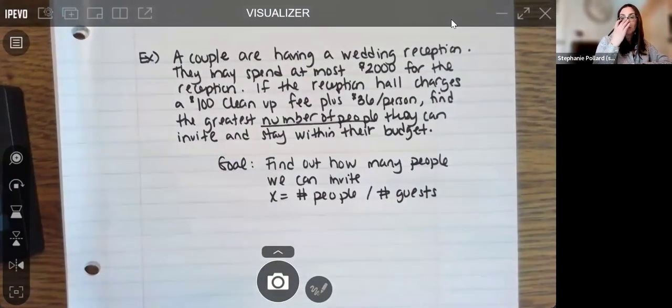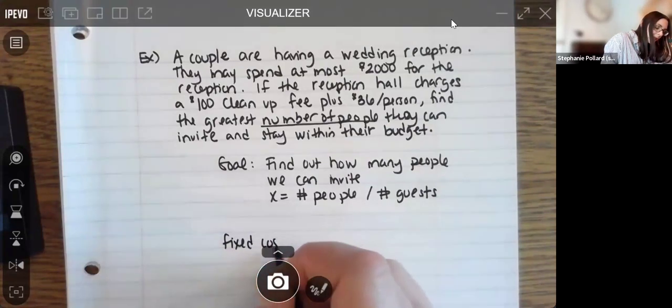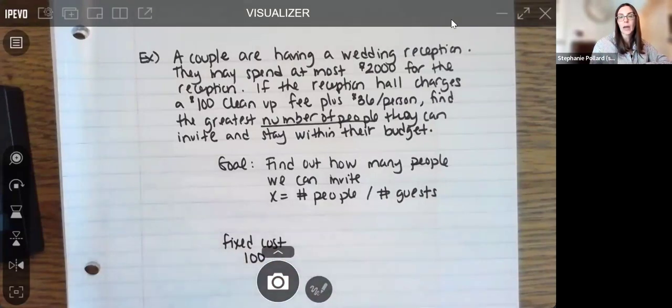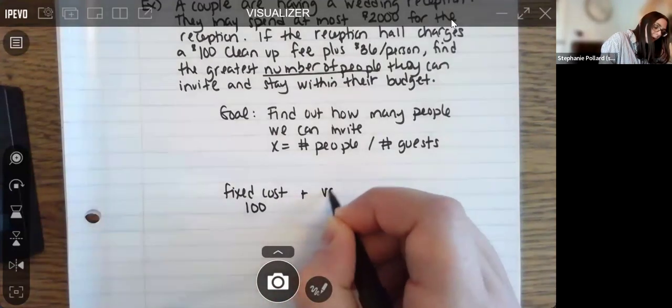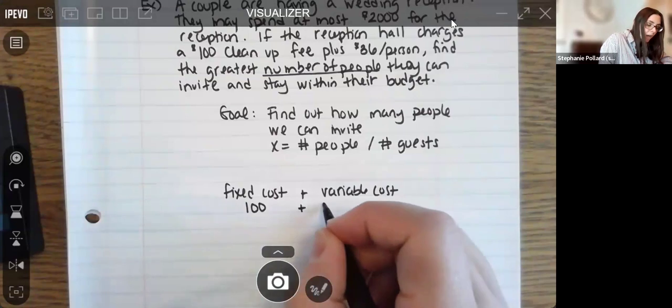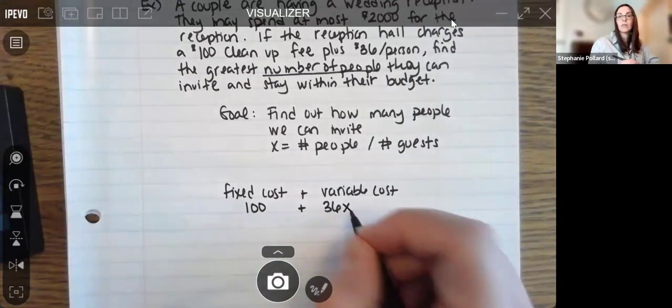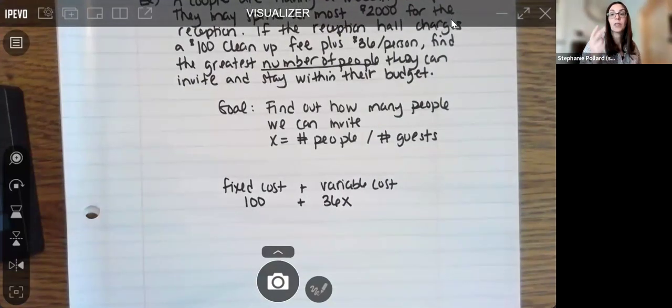So this is a pretty common example where you have a fixed cost, meaning that you have a cost that doesn't change. And in this case, it's the $100. So no matter how many people you have at the hall, of course, as long as you're staying within the maximum capacity amount, it's just $100. And then you have a variable cost. And that's the part that can vary. So it's $36 for each person that we invite, right? So if I only invite one person, it's only $36 extra. If I invite two people, it would be 36 times 2. If I invite 10 people, 36 times 10. So that's your variable cost because it does vary depending on how many people we invite.